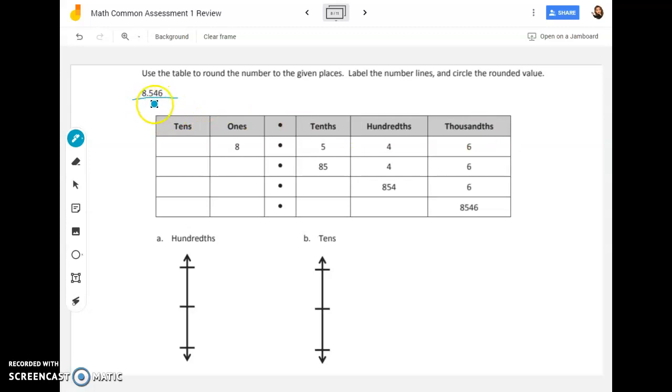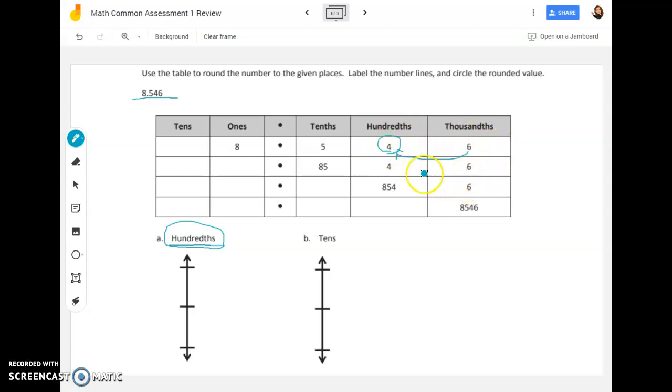They want us to take this number and round it to the hundredths place. Right now we have a 4 sitting in the hundredths place. When we round, we want to circle the place they're asking us to round to, so I'm going to circle the hundredths place. Then we always want to look at the digit to the right of it. I have a 6 here.